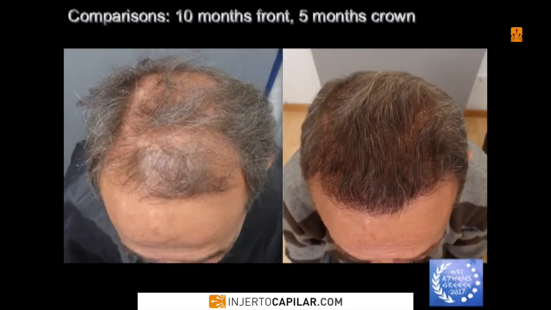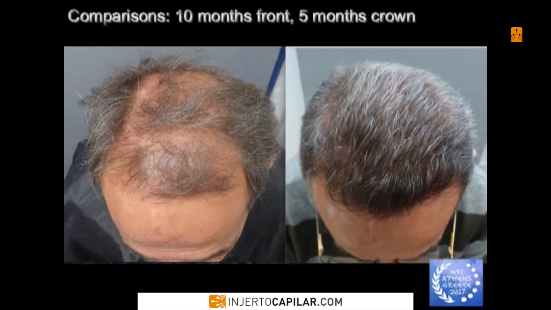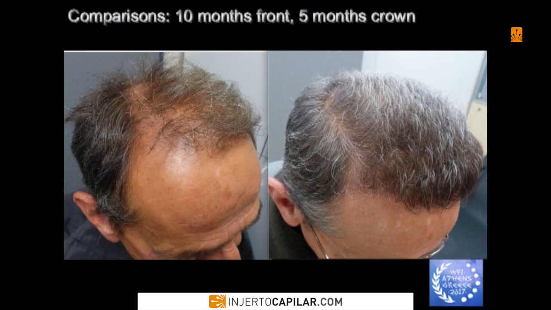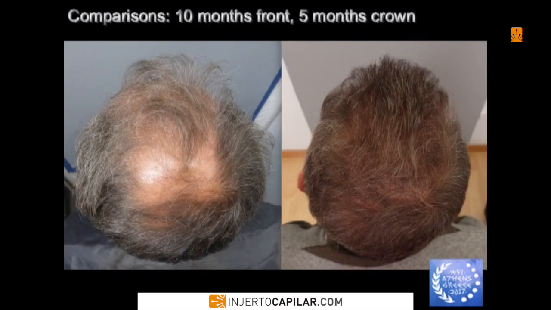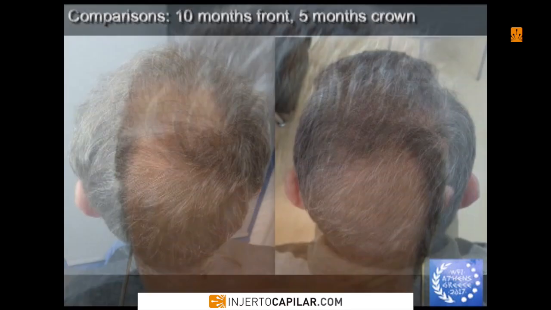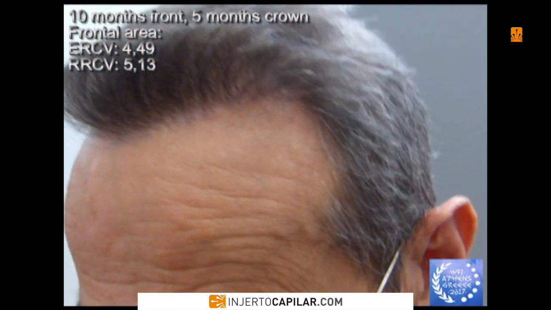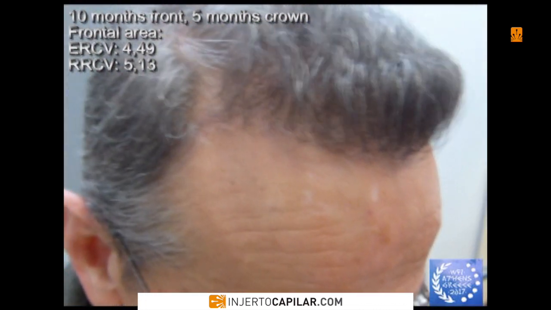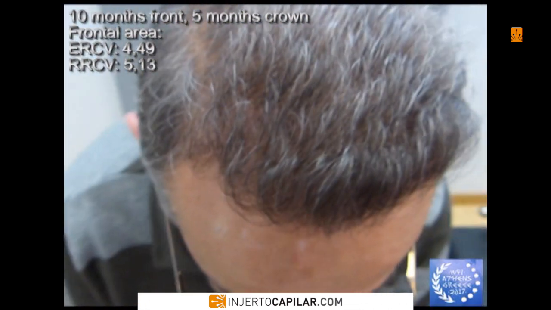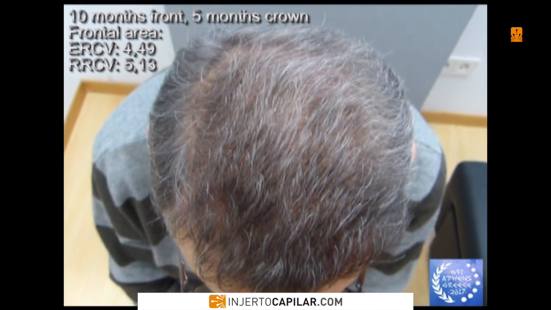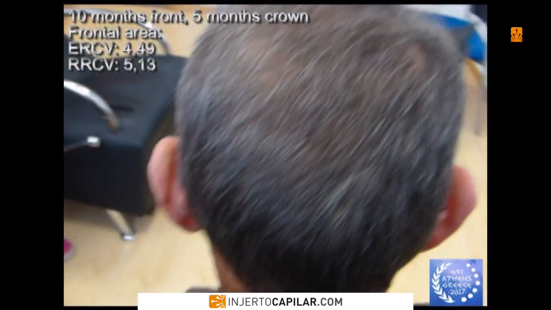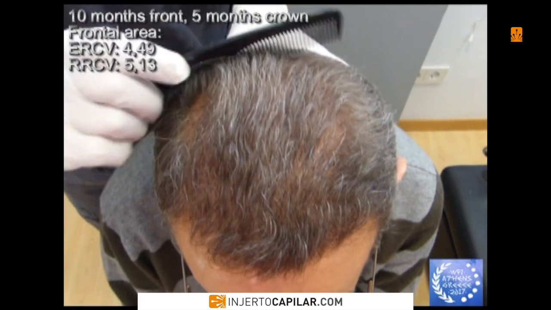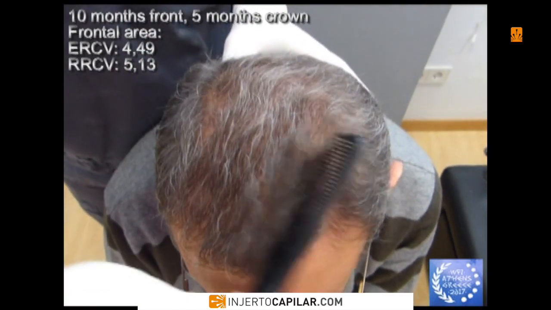Five months later, in his first post-op follow-up, we can check the 10-month outcome in the frontal area and 5 months result in the crown. Comparisons show the improvement we had since the beginning. Let us remember that the estimated coverage value for the frontal area was 4.49 and the real coverage value 5.13. The estimated is an average, as if we had grafted the same density in all the recipient area, and the real is the result of the direct measurement of the density in certain recipient areas. Therefore, we can say that the average coverage value is 4.49 with maximums of 5.13.